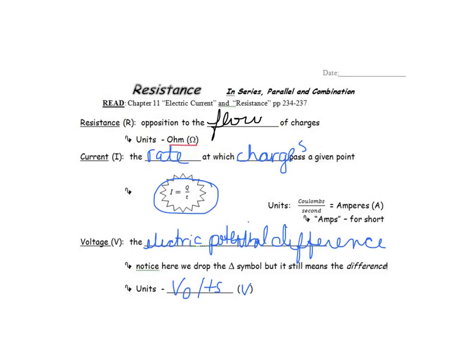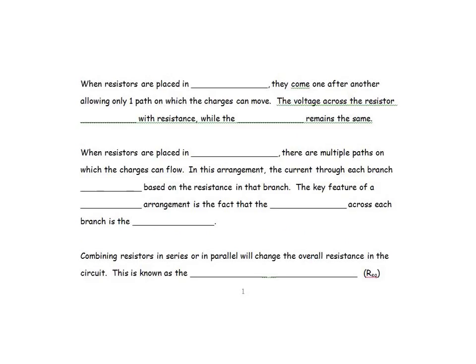Okay? So, moving on. When resistors are placed in series, they come one after another, allowing only one path for which the charges can move. From your studies in the water circuit lab, you should remember that that means in series there's only one path for which they can move. The voltage across the resistors varies with the resistance, while the current remains the same. We should have seen that in the lab as well.